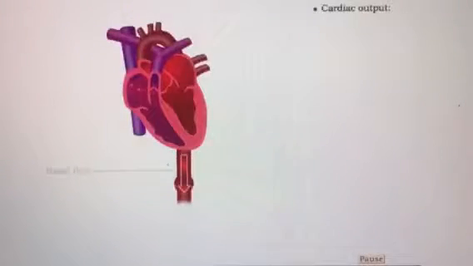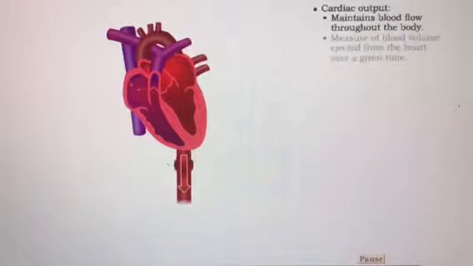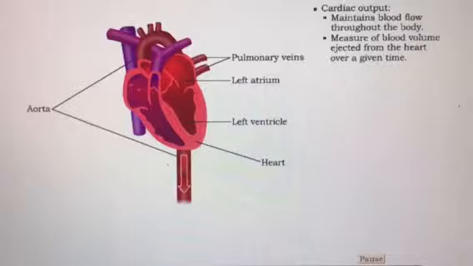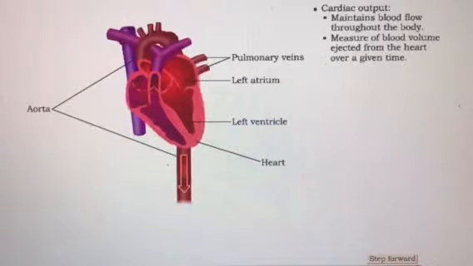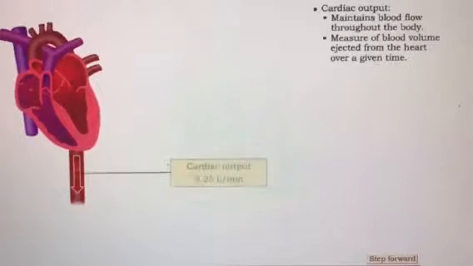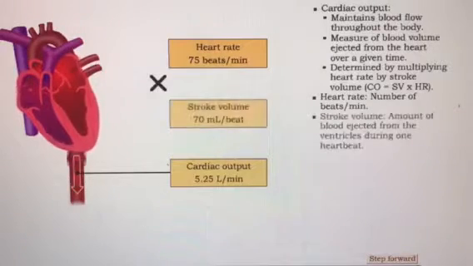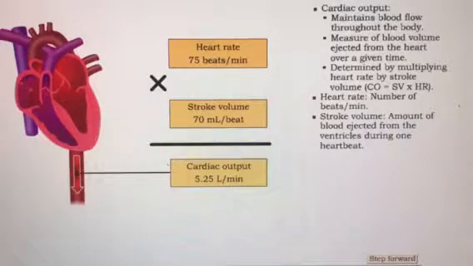The pumping action of the heart maintains blood flow throughout the human body. Cardiac output is a measure of blood flow. It is the volume of blood ejected from the heart over a given time. Cardiac output is determined by multiplying heart rate by stroke volume. Cardiac output in the typical resting heart is about 5 liters per minute.